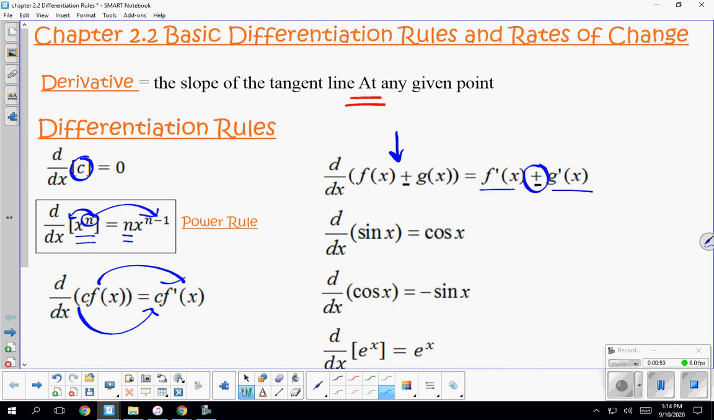sum or the difference. That does not work with multiplication and division, and that will be the whole next video, about those rules. These you do have to have memorized.